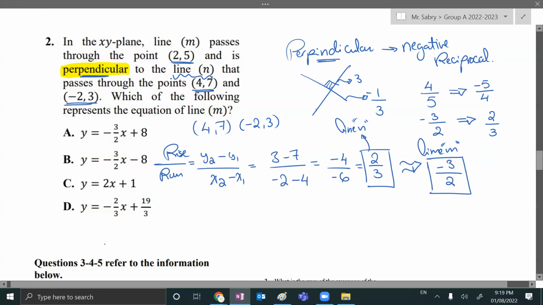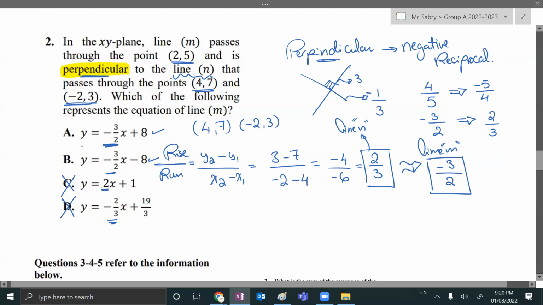Now look at the answers. The first line, the slope of it is negative 3 over 2. So this could be the answer. The second one is also negative 3 over 2. So this one could be. But C has a slope of 2 and D has a slope of negative 2 over 3. C and D are completely incorrect.